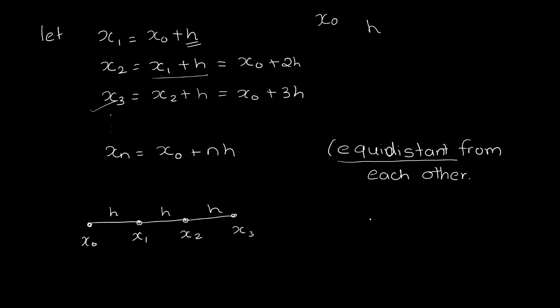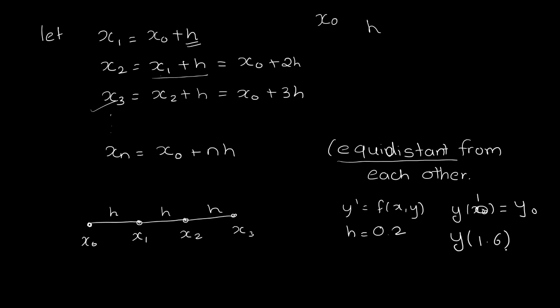For example, suppose a problem y dash is equal to some f of x comma y is given, and an initial condition is given, let's say y of 1 is some y naught, and the step h is equal to 0.2. You are told to find the value of y of 1.6. Suppose y of 1 is given and y of 1.6 is to be found. This h value will always be given wherever it is required.